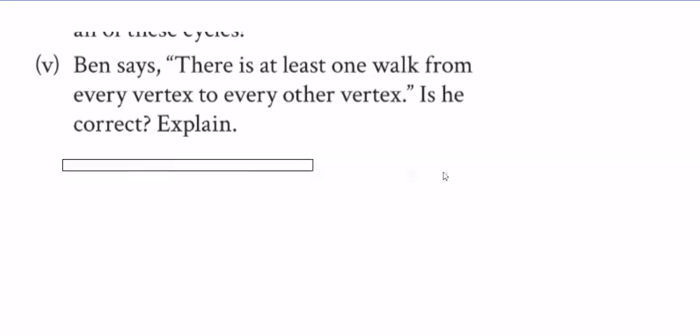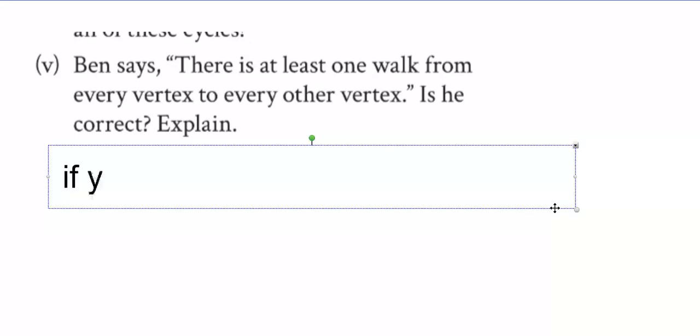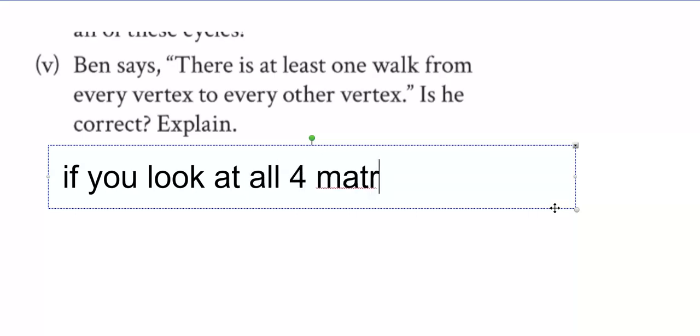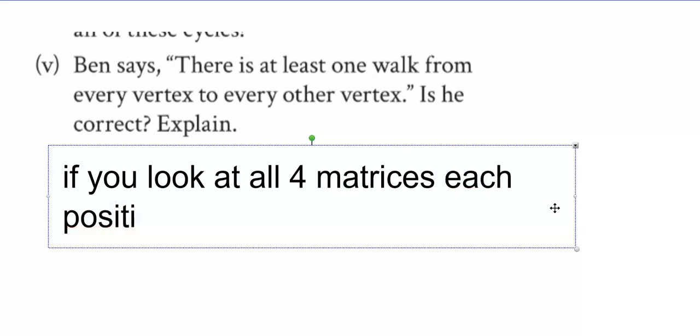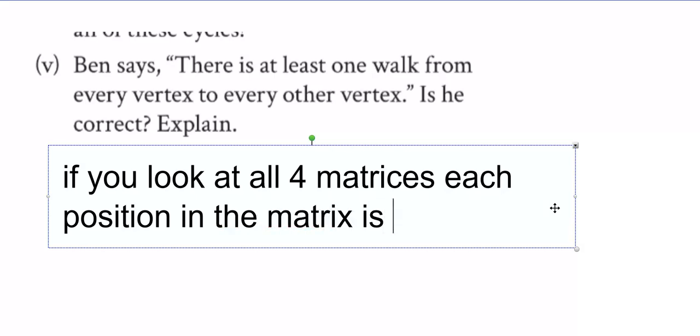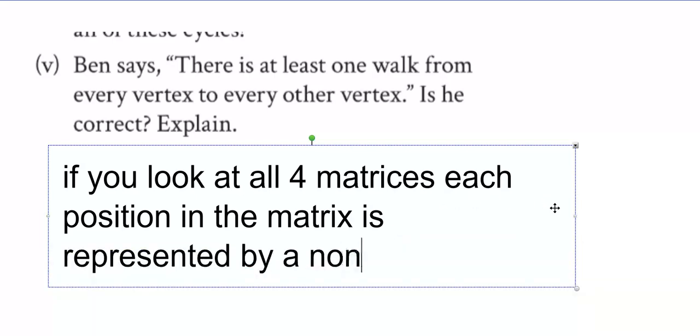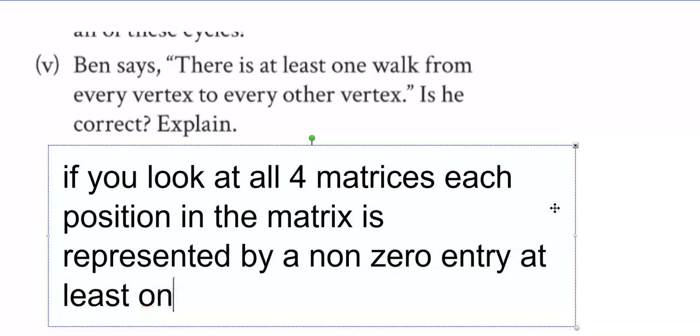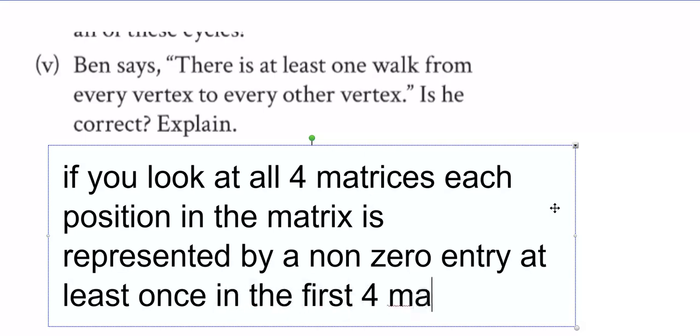Now try to word an answer like this, that's the real test here, right? So I think what we'll say is that if you look at all 4 matrices, each position is represented by a non-zero entry at least once in the first 4 matrices. Done. I like that way of explaining it.